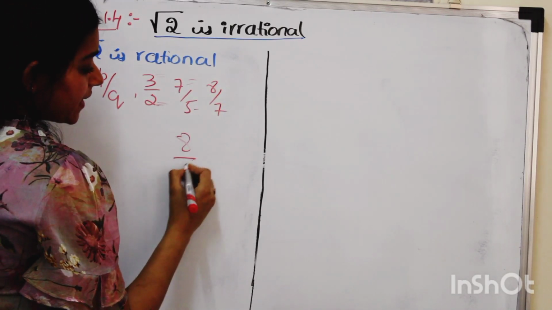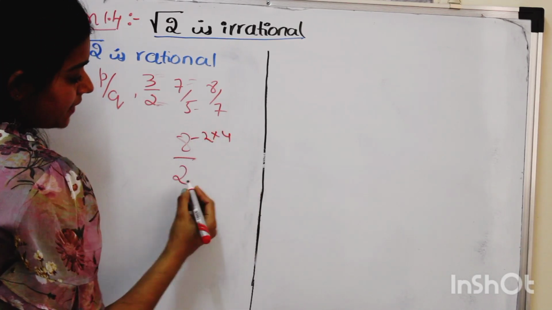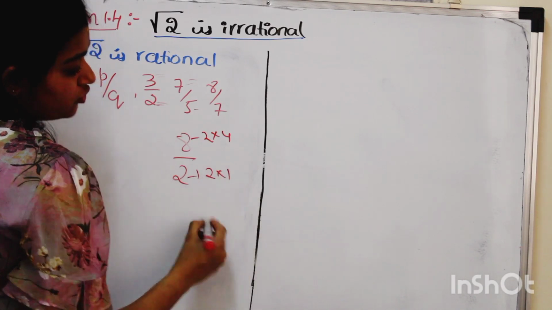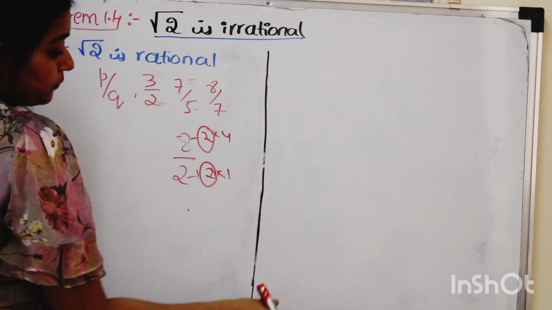So in 8 by 2, it has a common factor. 8 is 2 fours are 8, and 2 can be written as 2 ones are 2. So this has a common factor. Both have common factor 2.